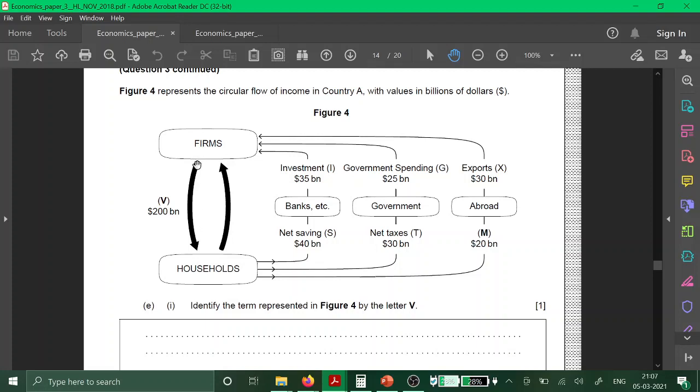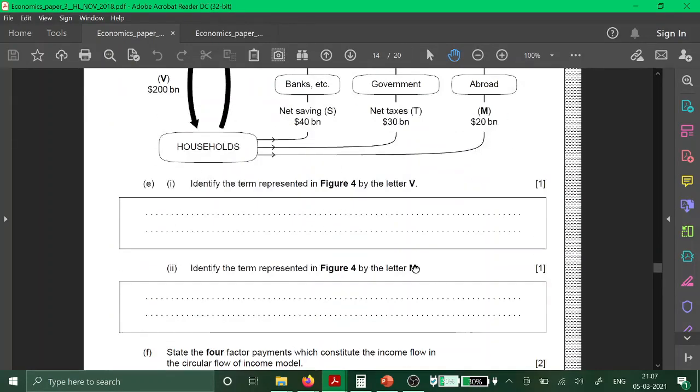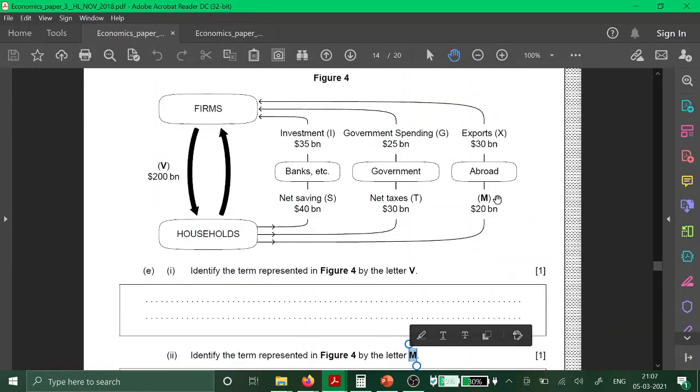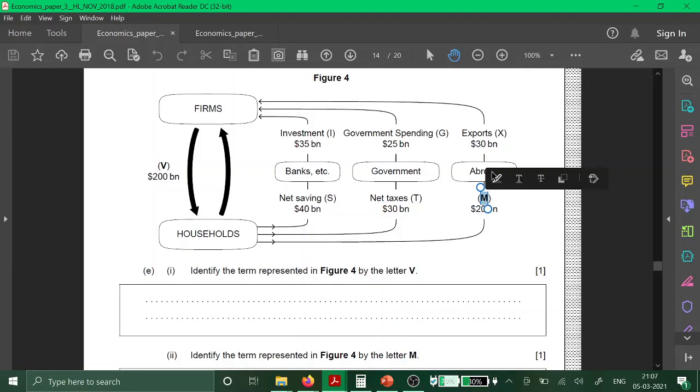Factor income, because firms pay factor income to the household. Then the next question: what is the letter M? Here export is already written, and M will be imports from abroad.